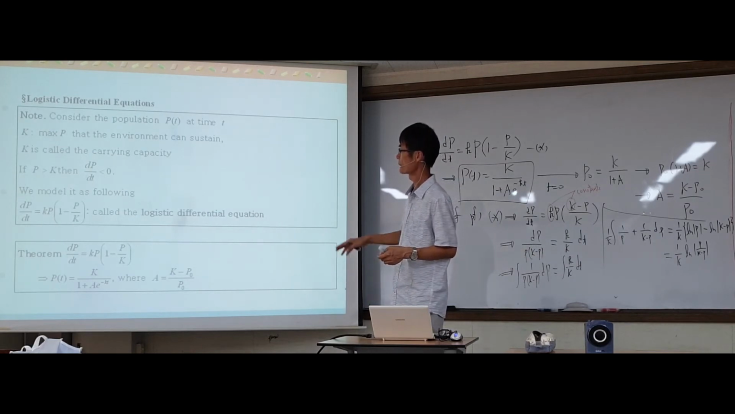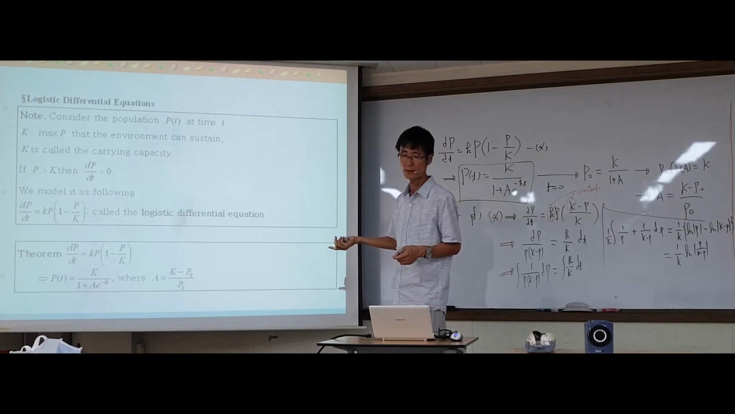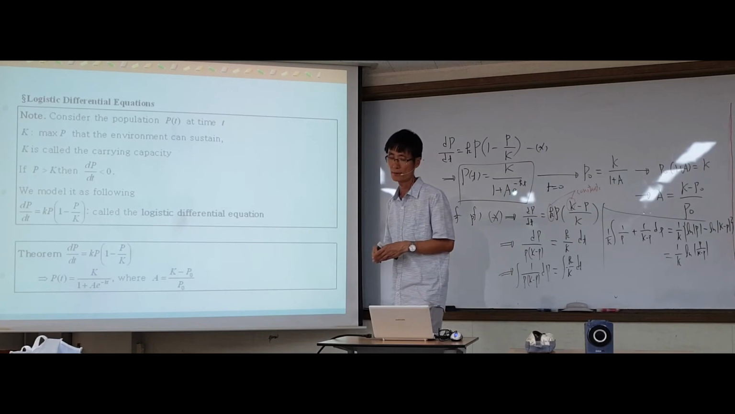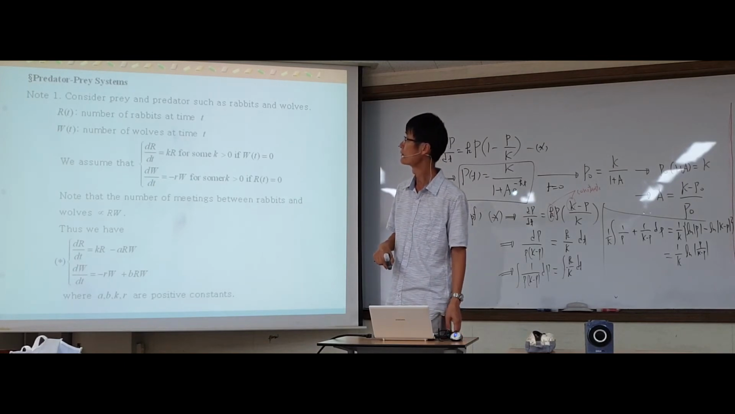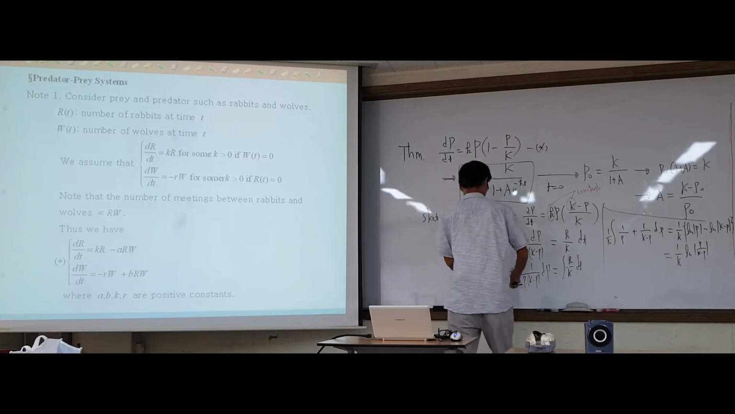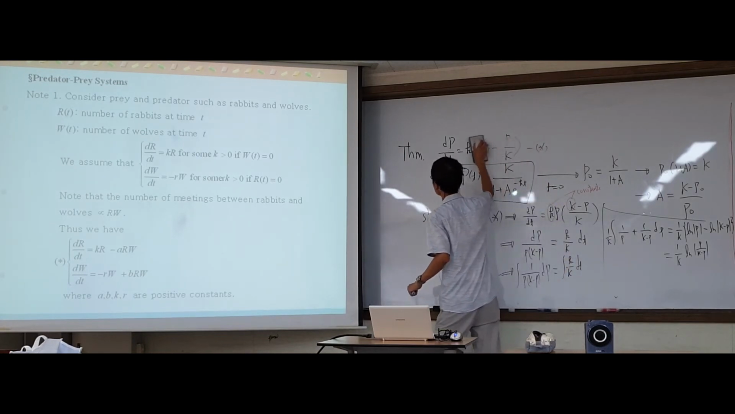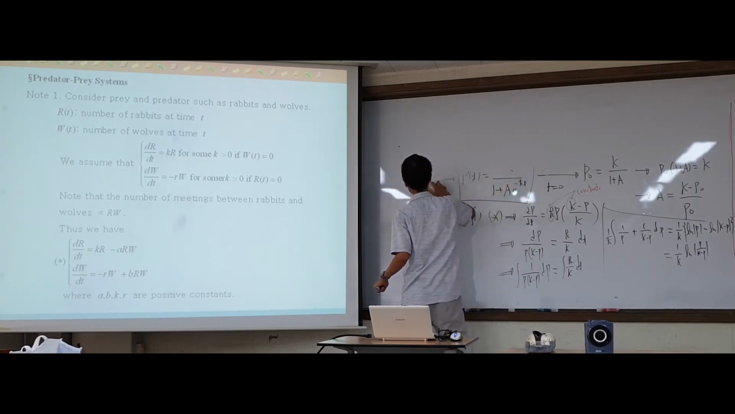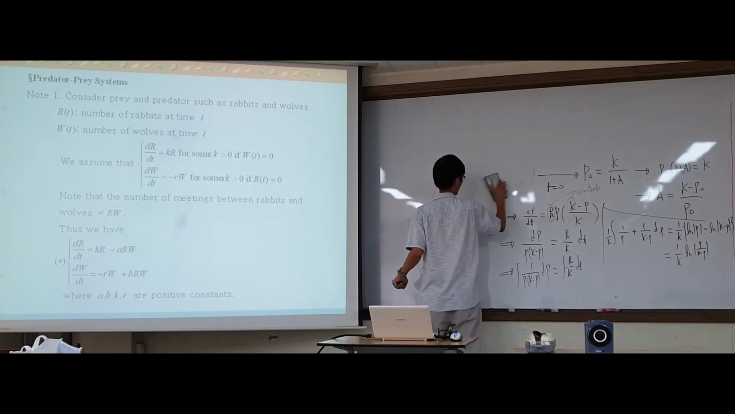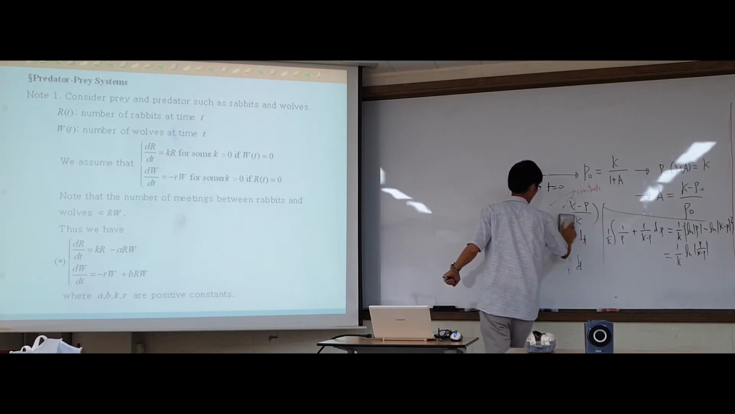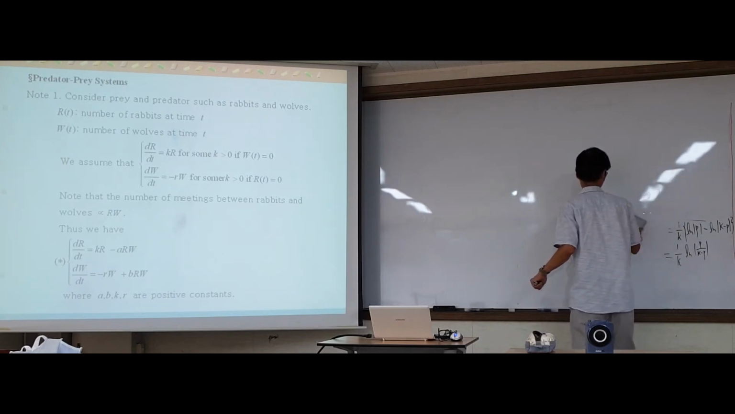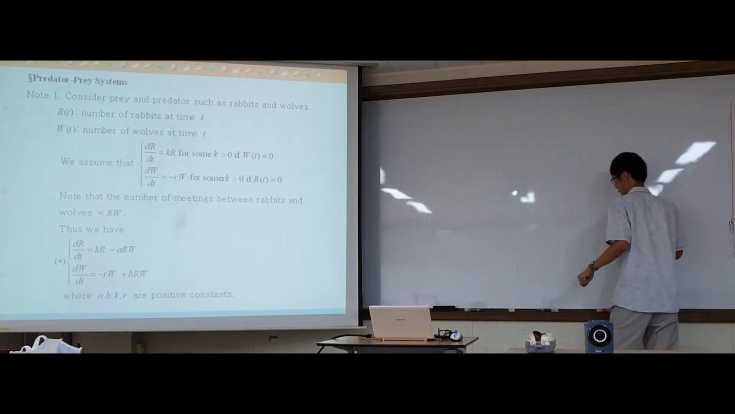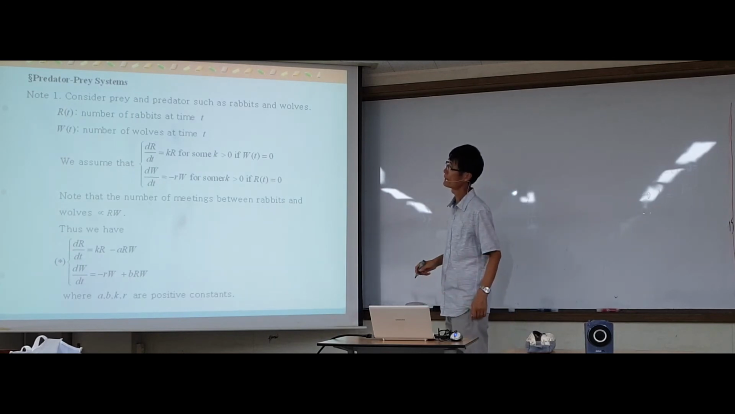So we have some application of separable differential equation to predict the number of rabbits in some isolated island. And now we consider another system, which is called the predator-prey system. So in this case, we assume that rabbits and wolves are living in an isolated island, and depending on the number of rabbits and wolves, the number of these two species may differ.